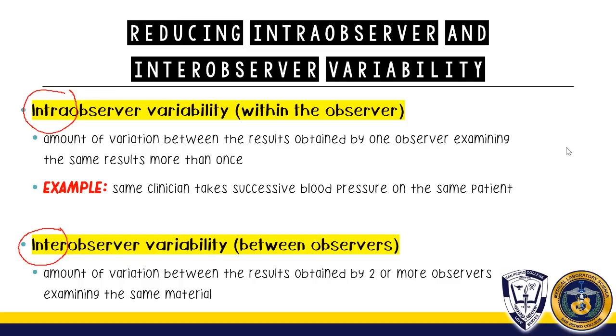Next diri kay inter-observer or between observers. Now, it is the amount of variation between the results obtained by two or more observers examining the same material. Actually, in terms of inter-observer, kumbaga common sense kaayo ni siya, difference between akong observation and observation sa another na tao. Di ba? Murag variability na moingon ta na lami kaayo ni na food pero ang isa dili siya ganahan although it is the same na food.